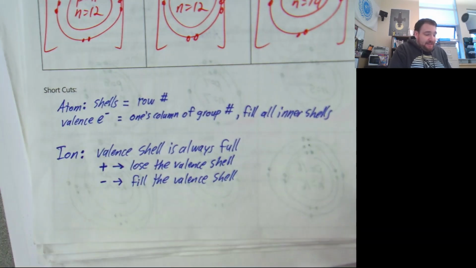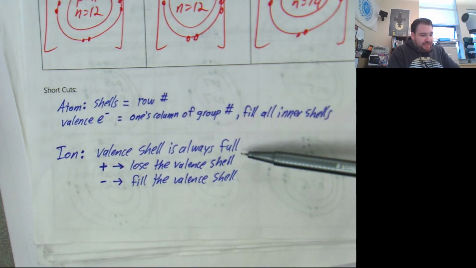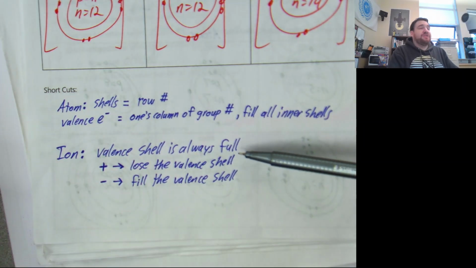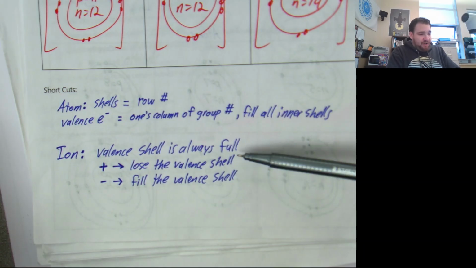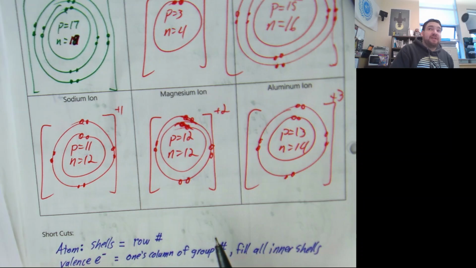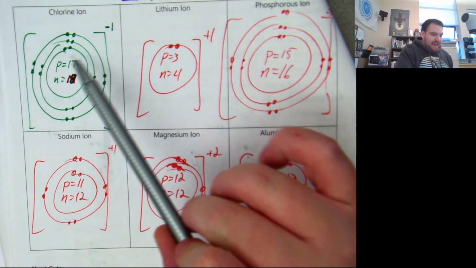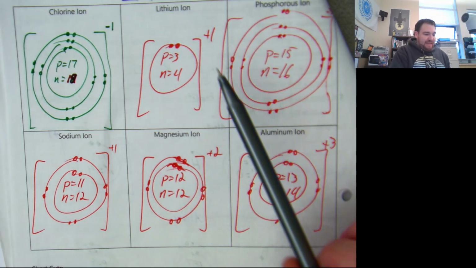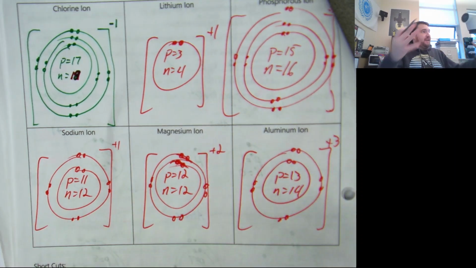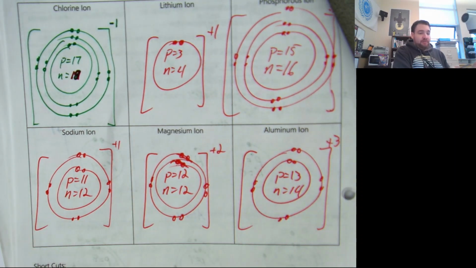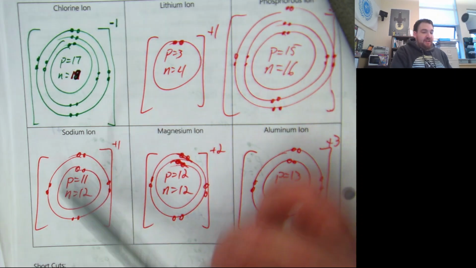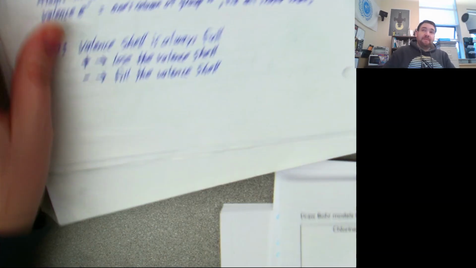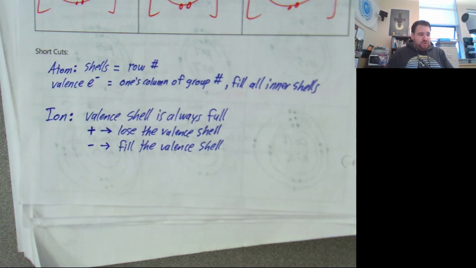ions, the shortcut's a little bit different. The thing about the ion is, regardless of the ion, that outside shell always needs to be full. So when you drew these things, one of the things you could have noticed was every outside shell is always full. When the ions are positive, it loses that outside shell, goes down a level. When it's a negative ion, that outer shell gets full. So again, we've got a shortcut there too.